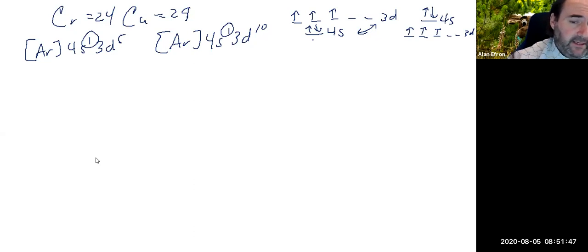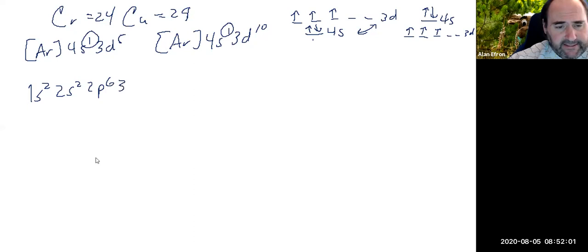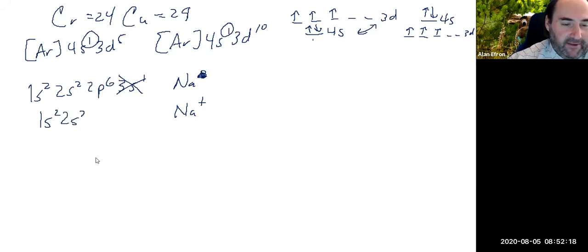But where this really plays into effect is when things get charges and lose electrons. So if we took sodium, which was 1s2, 2s2, 2p6, 3s1. When sodium gains a charge, it has only 10 electrons. It loses the last electron, which is its valence electron, and we end up with neon's configuration.